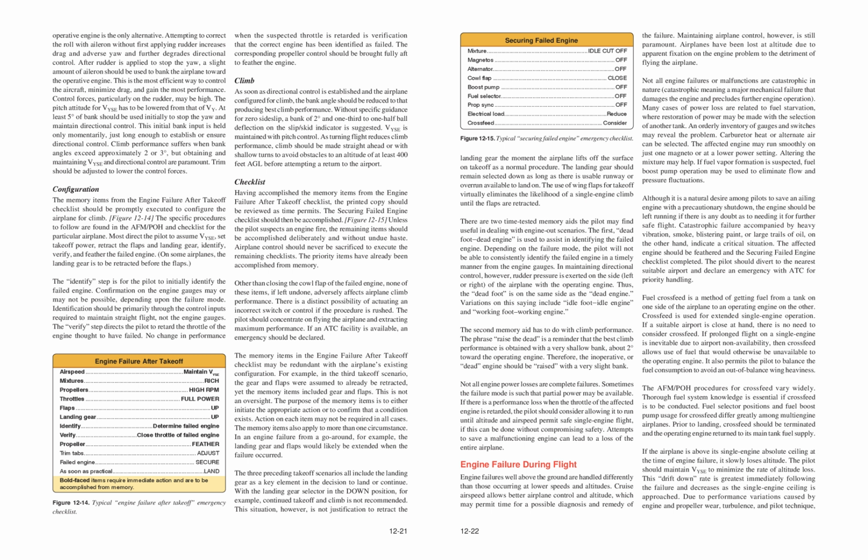The memory items in the engine failure after takeoff checklist may be redundant with the airplane's existing configuration. For example, in the third takeoff scenario, the gear and flaps were assumed to already be retracted, yet the memory items included gear and flaps. This is not an oversight. The purpose of the memory items is to either initiate the appropriate action or to confirm that a condition exists. Action on each item may not be required in all cases. The memory items also apply to more than one circumstance. In an engine failure from a go-around, for example, the landing gear and flaps would likely be extended when the failure occurred.